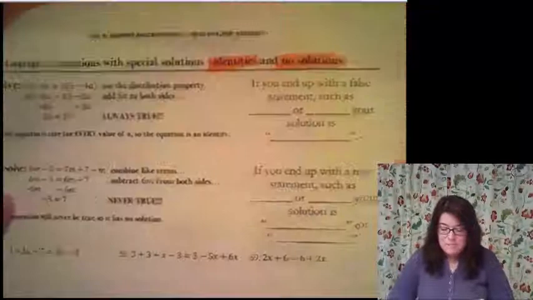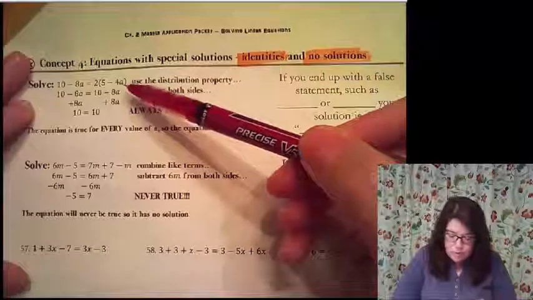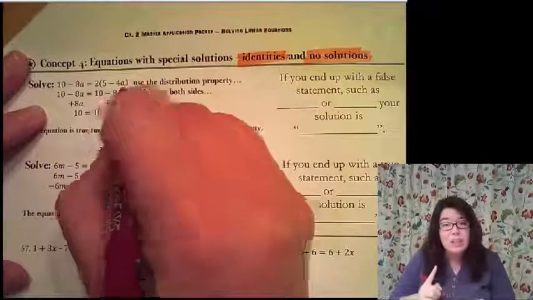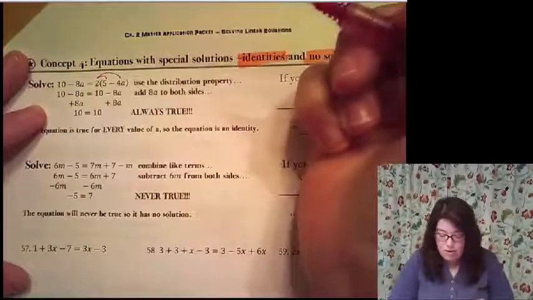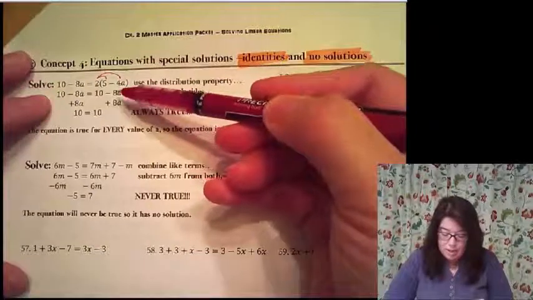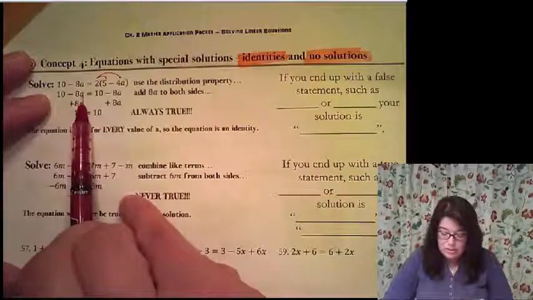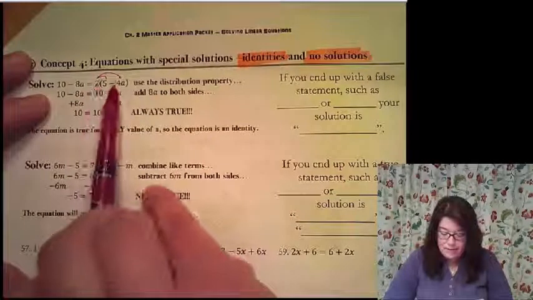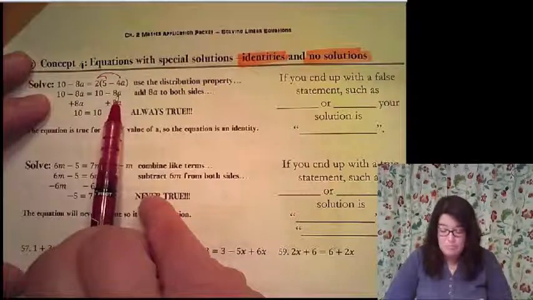If you look here at this first example, we have 10 minus 8a equals 2 times 5 minus 4a. So the first thing that we're going to do is distribute that 2. All right, and that's how we get down to the next line, where we've got nothing changed over here, equals 10, because 2 times 5 is 10, and then 2 times negative 4a is negative 8a, so that's where that came from.